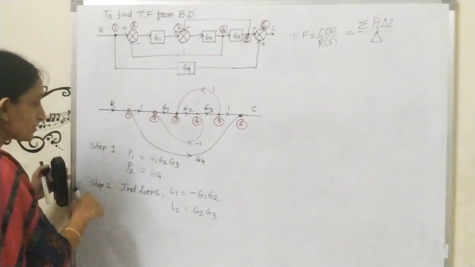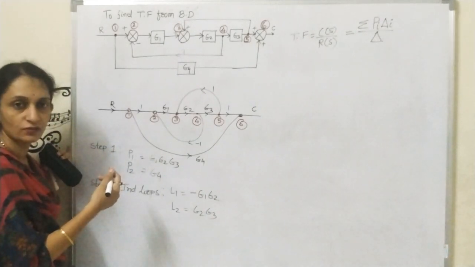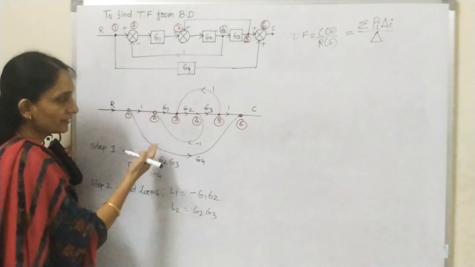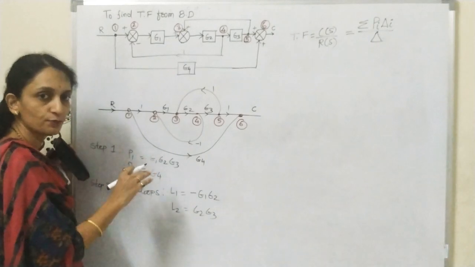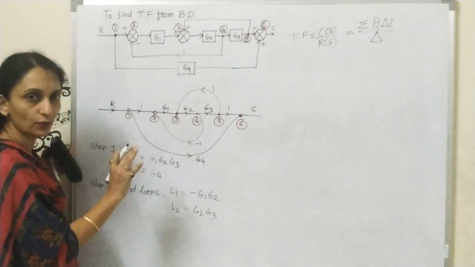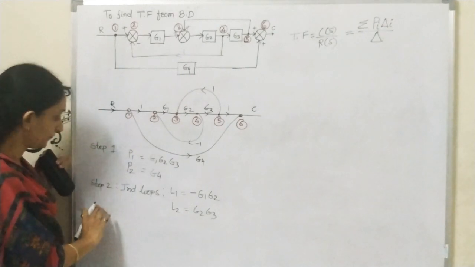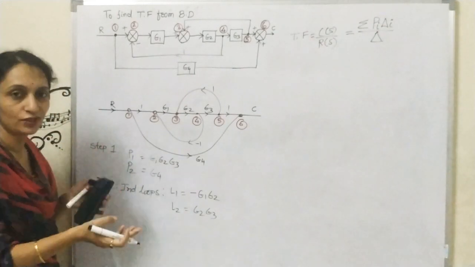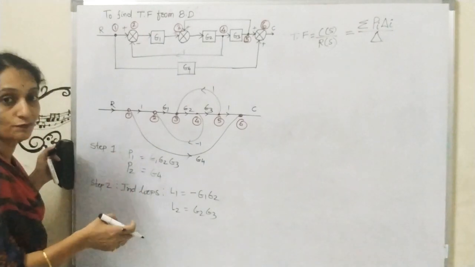Okay, so now step number 3, you need to find two non-touching loops. You can directly check from the signal flow graph that there is no pair of loops which are not touching each other. So we will not write step number 3 for two non-touching loops, as two non-touching loops are not there, so there is no doubt three non-touching loops will not be there.